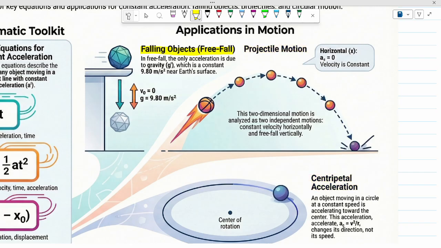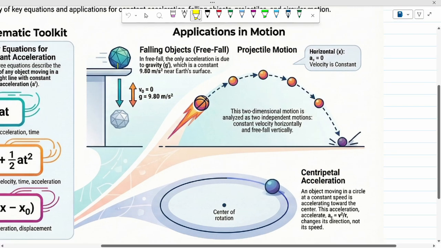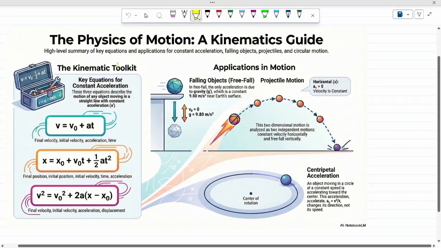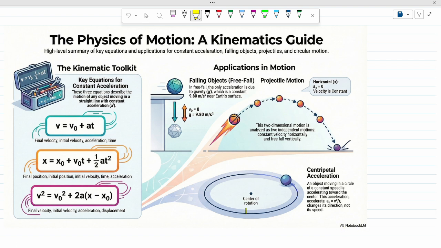Now, what we are going to focus more on in this lecture is the left-hand side of this infographic, the physics of motion or kinematics guide. Again, it's NotebookLM generated. I've been playing with it this semester, and some of the things it produces are great. I checked for typos, I didn't see anything.